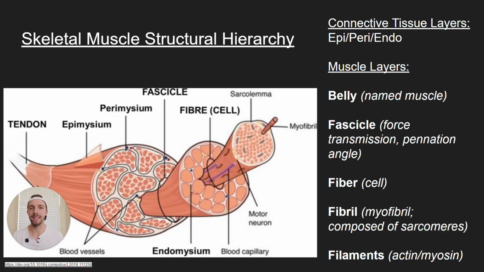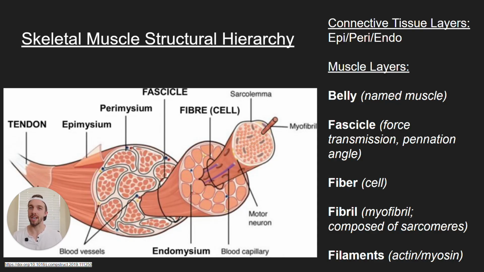Now the muscle layers, we're going to go from biggest to smallest. If we start at biggest, think that's your named muscle, right? When you think bicep, when you think tricep, when you think of a specific quad muscle, maybe your rectus femoris, that is the muscle belly. From there, we go down to the fascicle level. When we get to the fascicle level, I want you to think force transmission, pennation angle. We'll talk about that in a little bit, but this is the first division down. From there, we subdivide into fibers, muscle fibers, which is actually the cellular level of muscle.